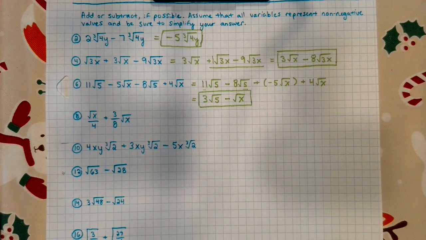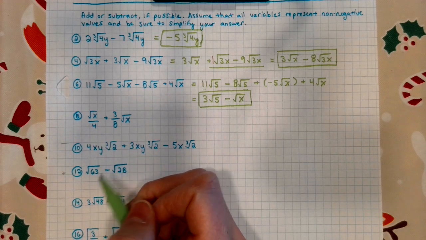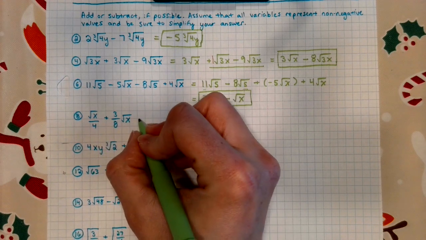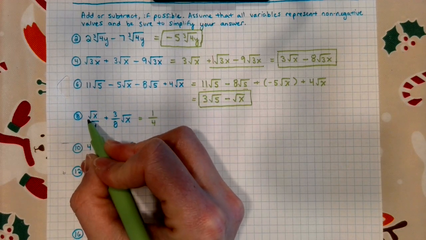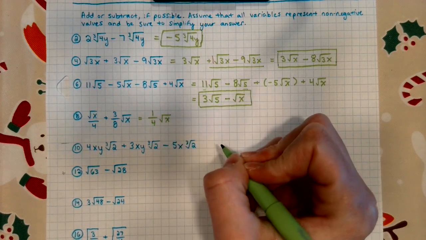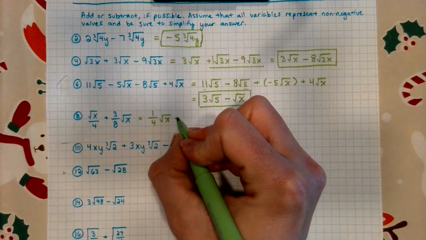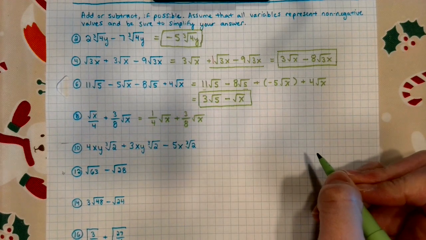For number 8, we have the square root of x divided by 4 plus 3/8 times the square root of x. So I'm going to rewrite this so that this 1/4, because this is a fraction here, it's just written as this division sign right now, I'm going to rewrite that out front of our square root of x. So that way we can see hopefully a little bit more clearly that we have the same radical of the square root of x.